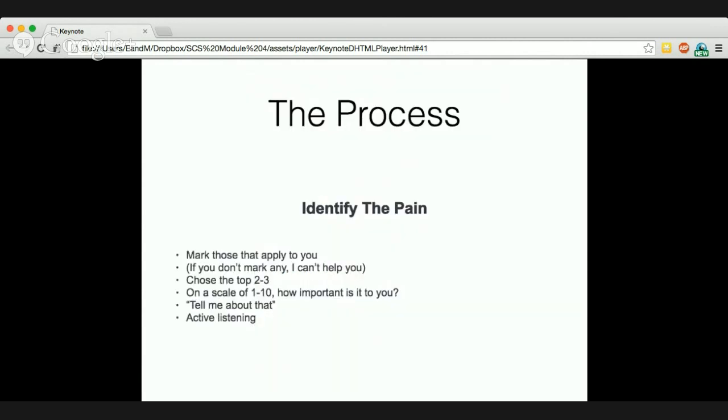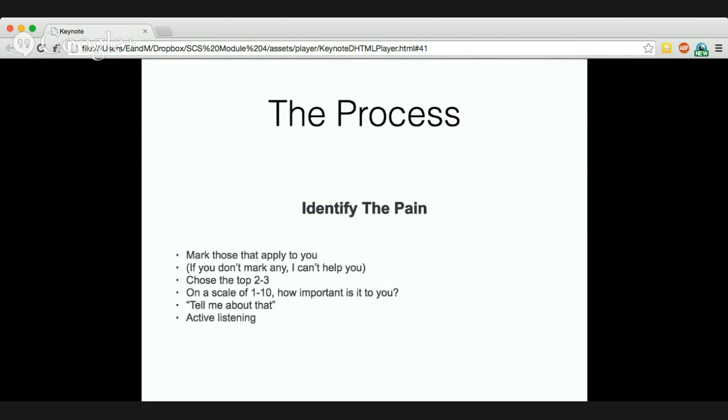And I'll also say, if you don't mark any, I can't help you. This will be a very short conversation because this is all that I do. And that does two things. One is it states my expertise. And two, it indicates I'm not here to sell you anything no matter what. I'm only here to find out what, if anything, I can help you with.